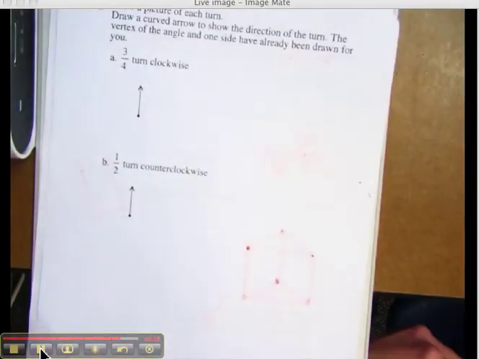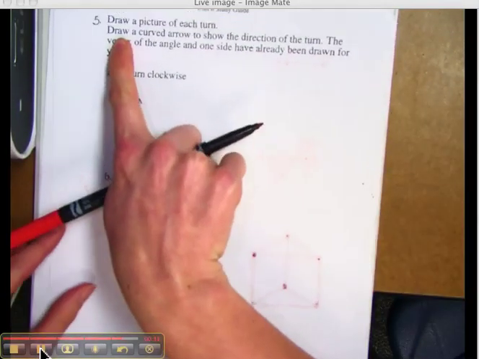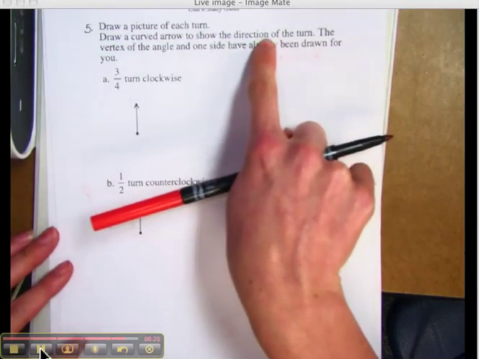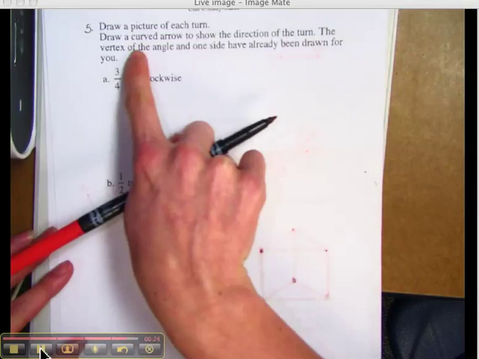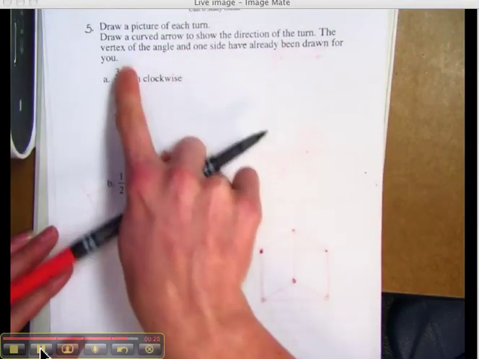Number 5 reads, draw a picture of each turn. I'm reading along right here. Draw a curved arrow to show the direction of the turn. The vertex of the angle and one side have already been drawn for you.